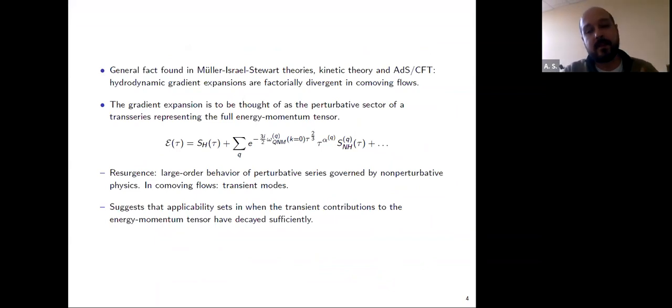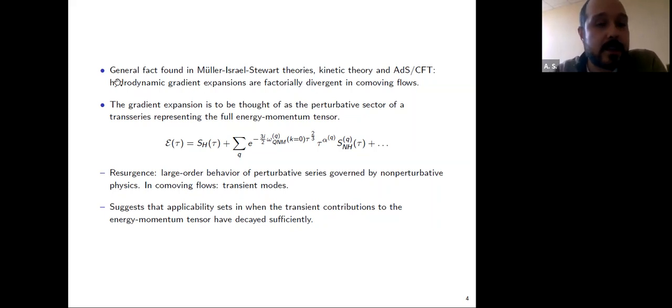And further, this observation, of course, motivated further studies into the nature of hydrodynamic gradient expansions in Bjorken flow. These studies were performed in frameworks as diverse as Müller-Israel-Stewart theories, kinetic theory, or holography. And apart from one known counterexample that I'm going to discuss in detail during the talk, it was always found that these hydrodynamic gradient expansions were factorially divergent in comoving flows.